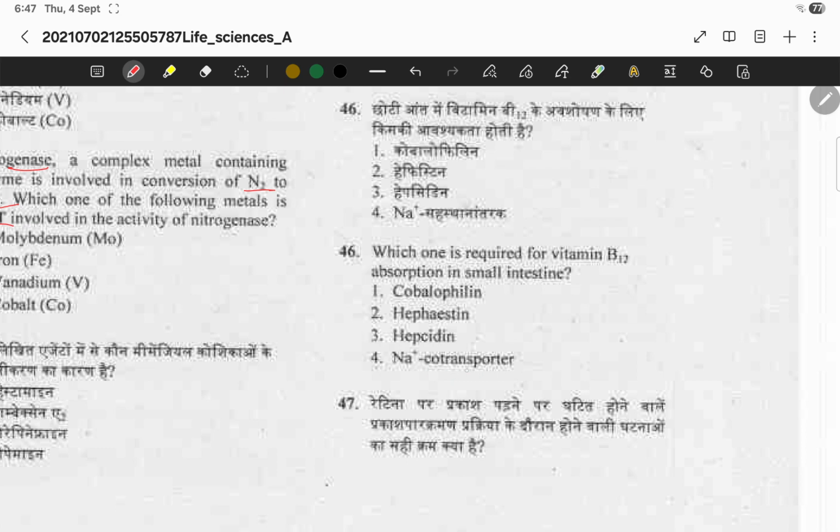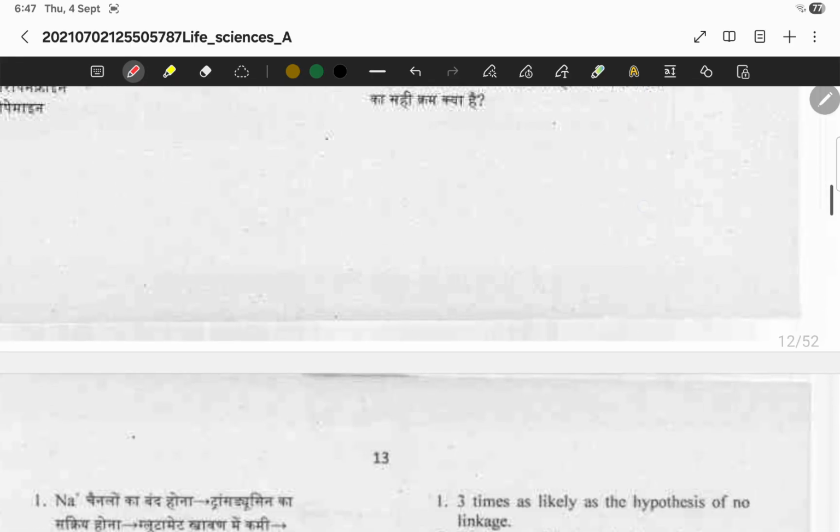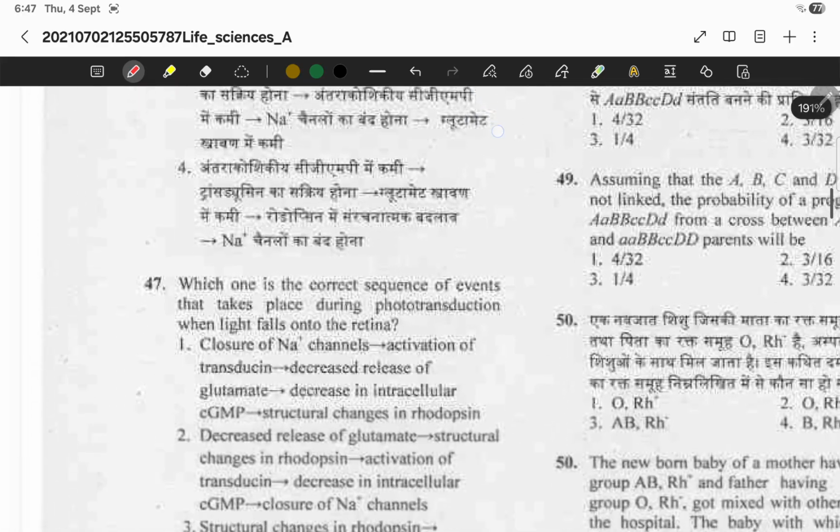Next, which one is required for vitamin B12 absorption in small intestine? Sodium co-transporter, hepatic, hephaestin, cobalophilin. I don't know from where this question has arisen either.